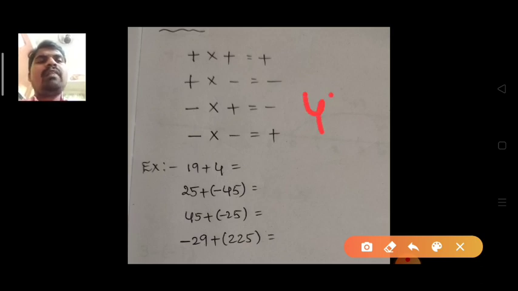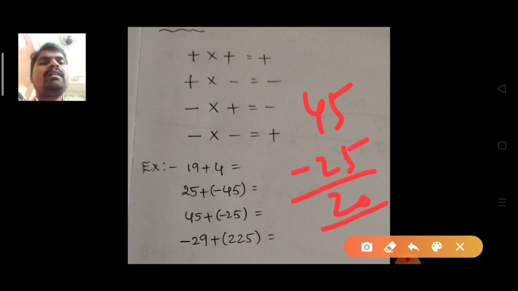Next, 45 plus of minus 25. So 45 plus into minus is minus 25. It is very simple. So 20 is the answer. The big number is before the plus, that's why the answer is also plus 20.